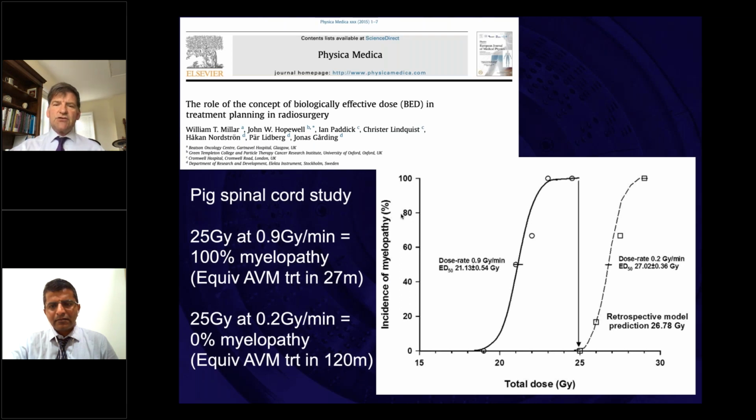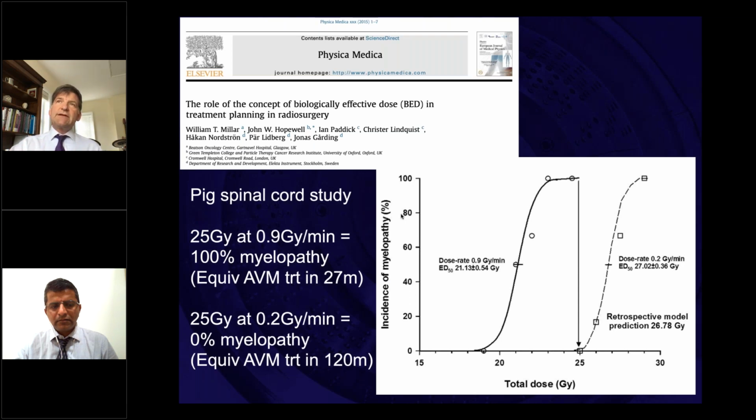And you can see here two groups of pigs. One receives 25 gray at 0.9 gray a minute, and 100% of those animals developed radiation myelopathy. And then you have another group of pigs that received 25 gray at just 0.2 gray a minute, and you can see that none of those pigs developed radiation myelopathy. So a significant difference in the ED50 from 21 gray up to 27 gray, just depending on the dose rate. And these dose rates are what we observe in practice.